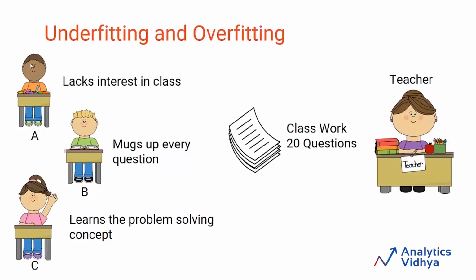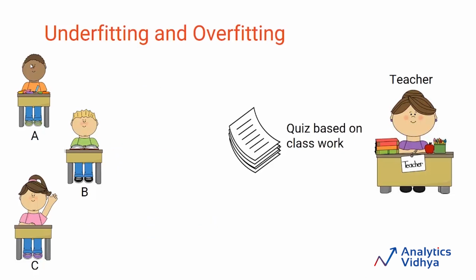Once the teacher has finished explaining the 20 questions, she gives a quiz to the students. This quiz is based on the 20 questions that the teacher has taught in the class. And here are the results of the quiz. We already know that student A has no interest in the class to begin with, therefore, he randomly guesses and scores 50% in the quiz.